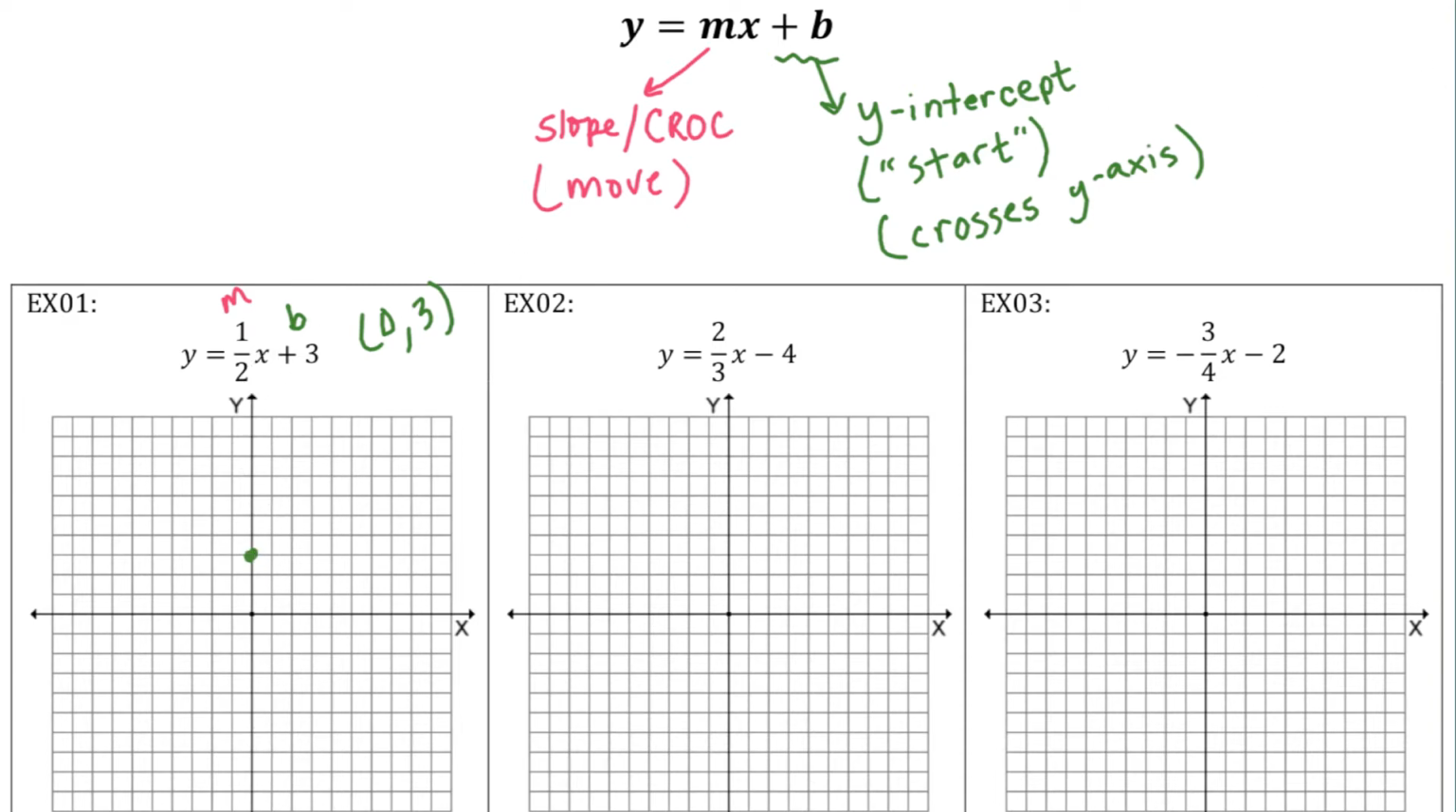And then our slope is 1/2. More specifically, it is positive 1 over positive 2, which means you go up 1, right 2. Up 1, right 2. Up 1, right 2. Let's do it one more. Up 1, right 2. And we can go backwards, down 1, left 2. And so on and so forth.